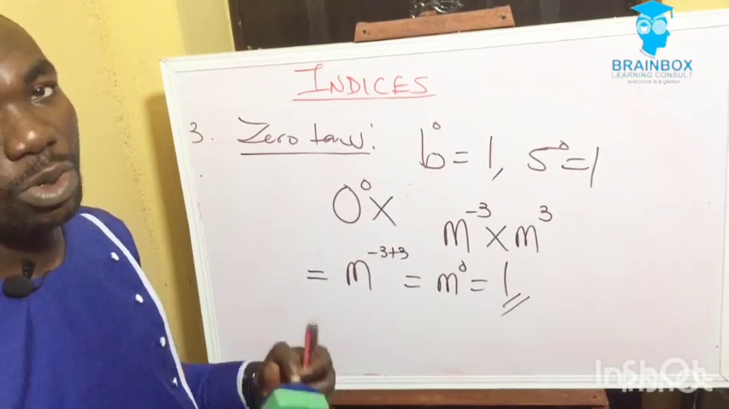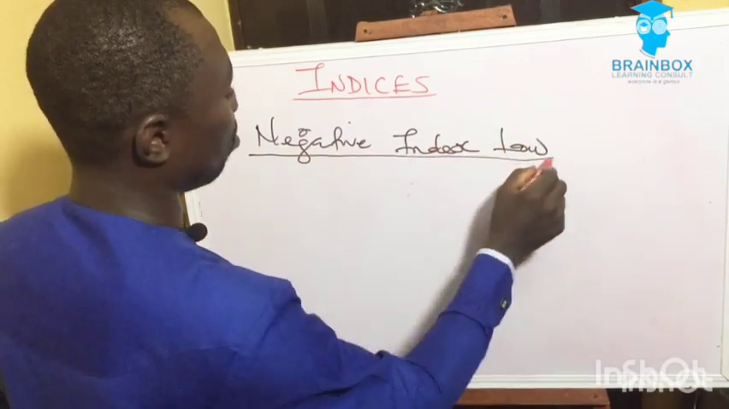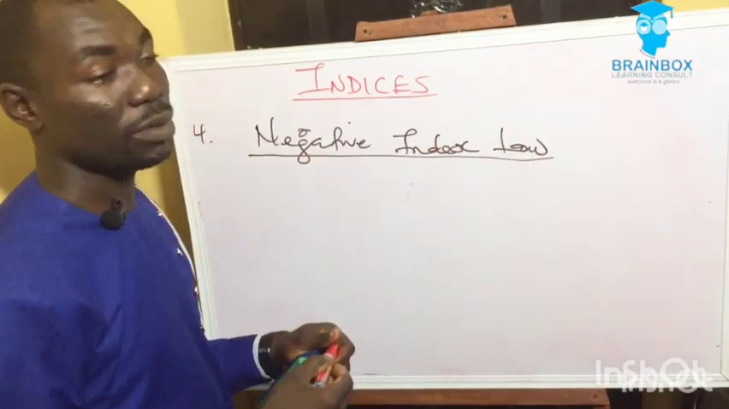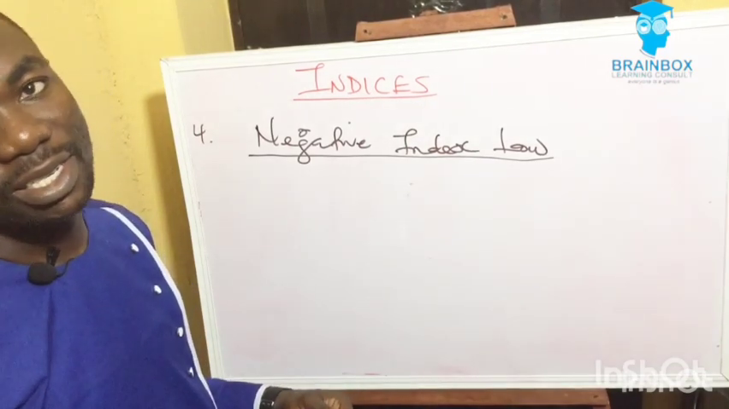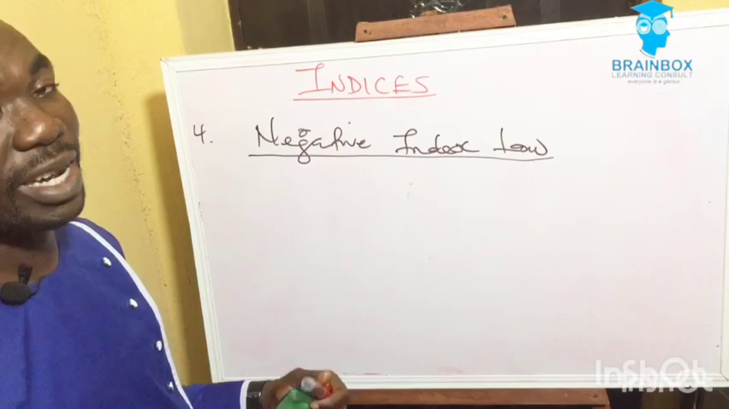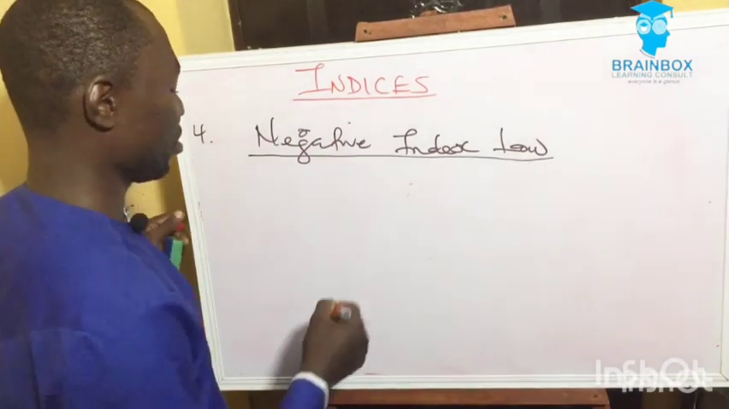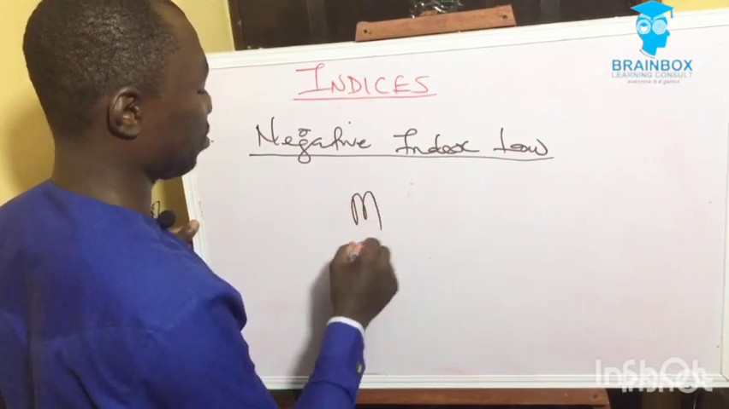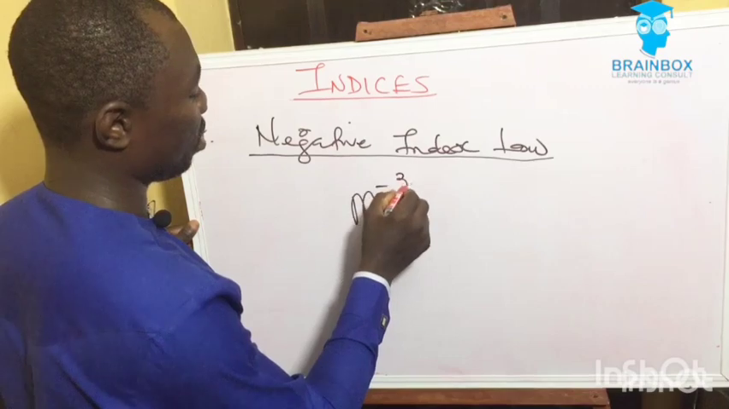Negative index law. What does it mean? When a base is raised to the power of a negative index, the kind of law that you apply is called the negative index law. For instance, let's say m raised to the power of 3.